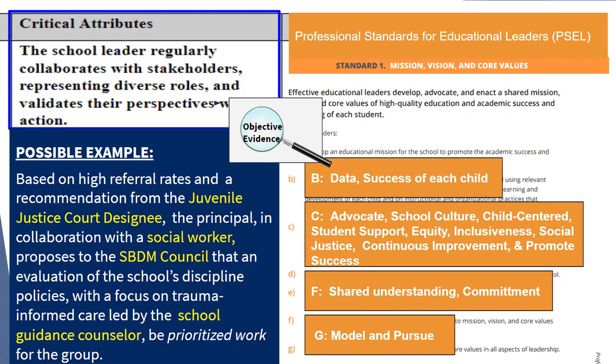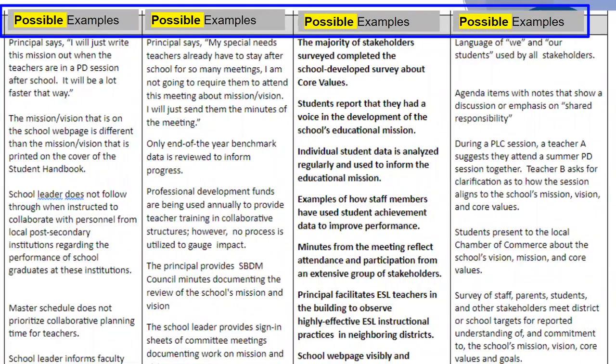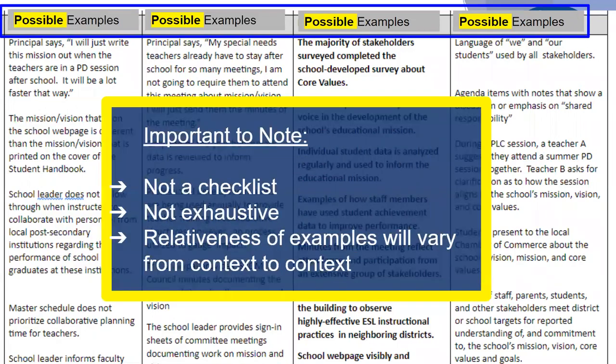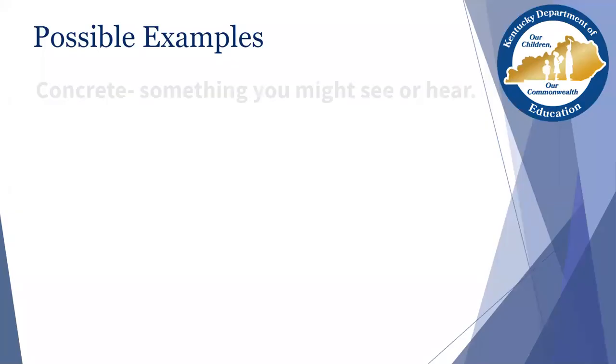In an attempt to prompt thinking about the standards in action, Kentucky practitioners generated possible examples for all performance levels. It is especially important to note that the possible examples are not a checklist and not exhaustive. The relativeness of the examples will vary from context to context. Let's go a bit deeper with possible examples.